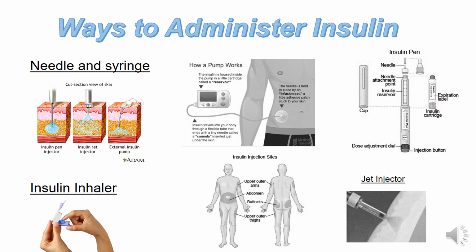For example, if you need 10 units, you're going to pull the syringe to the 10 units, and you're going to push the 10 units of air into the bottle, and then you're going to redraw the 10 units of insulin.